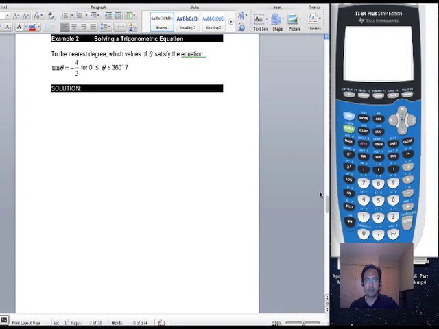Okay, moving on to example 2 now. What happens when you get a number like this to the nearest degree? Which values of theta satisfy the equation tan theta is equal to -4/3 for all 4 quadrants? Okay, so for this one, what we're going to be doing is taking a look at calculating it.